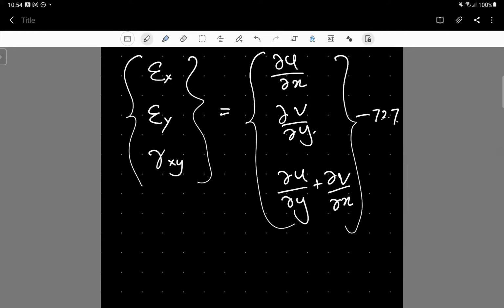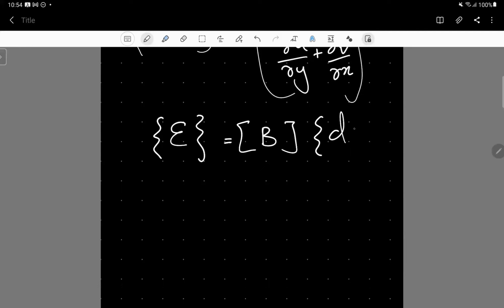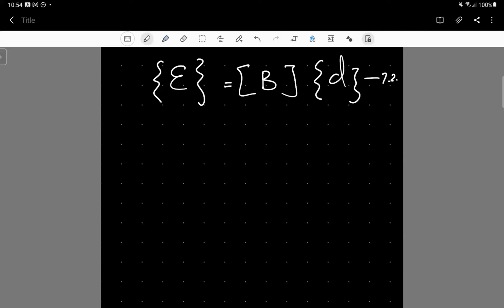Using these derivatives, by taking the derivatives of u and v, we can express the strains using the unknown nodal displacements. For this, we can use the equations which we just derived, the shape functions, of course. Since we know the strain is related via the B matrix, the element matrix, to the D matrix, we can obtain the B matrix by the following relationship.